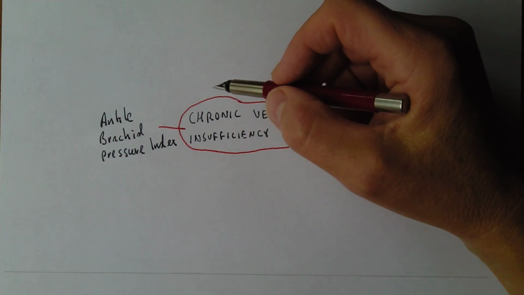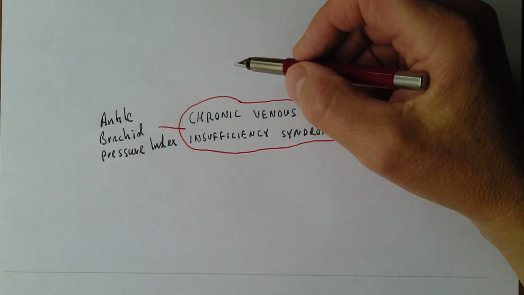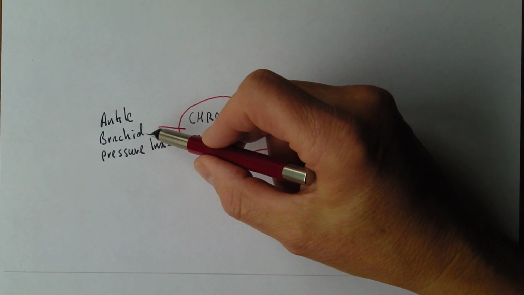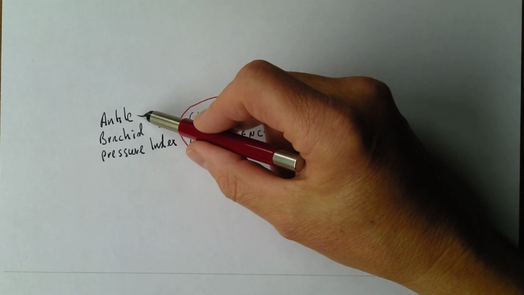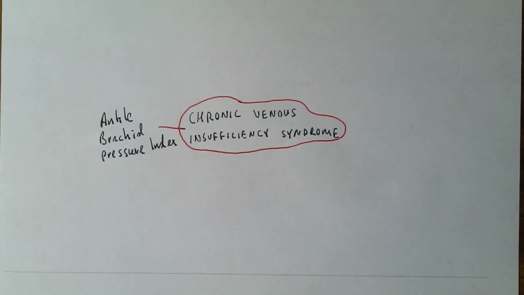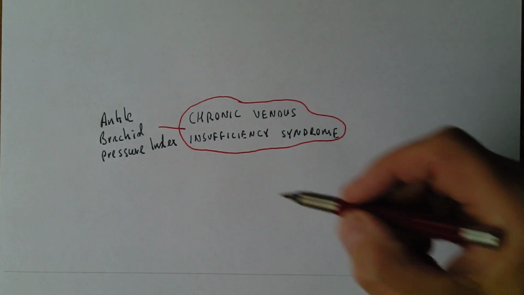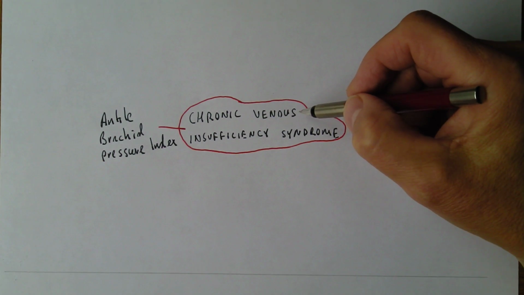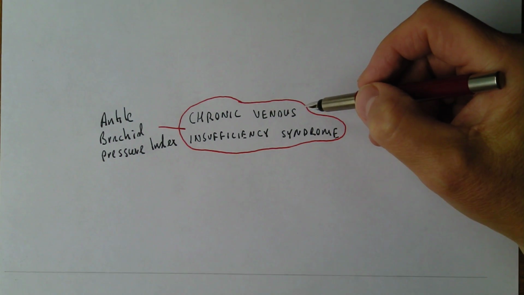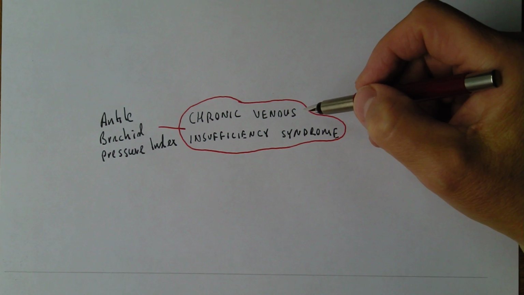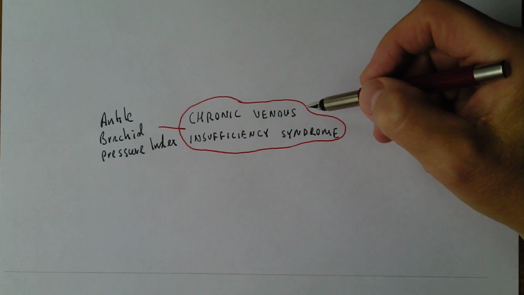Now, if someone's got peripheral arterial vascular disease, the blood pressure in the brachial artery is going to be higher than the blood pressure in the ankle. And that points to peripheral arterial insufficiency, peripheral arterial disease. But we're not talking about arterial disease, we're talking about venous disease. So it's important to differentiate because it has significant implications for the treatments.